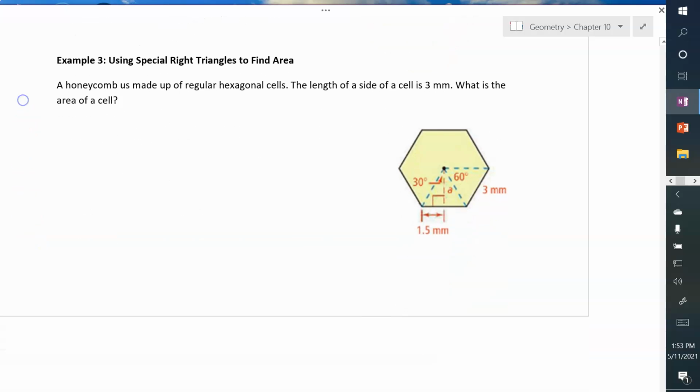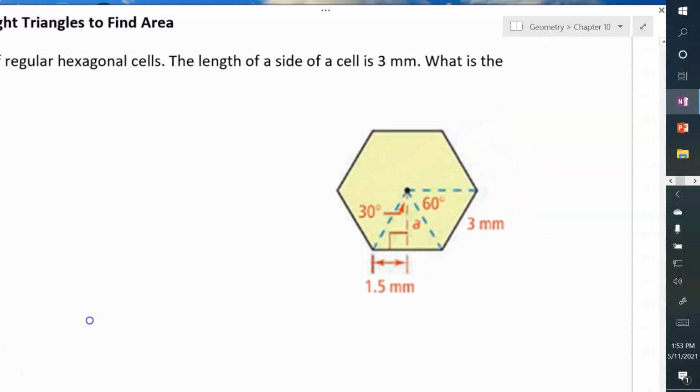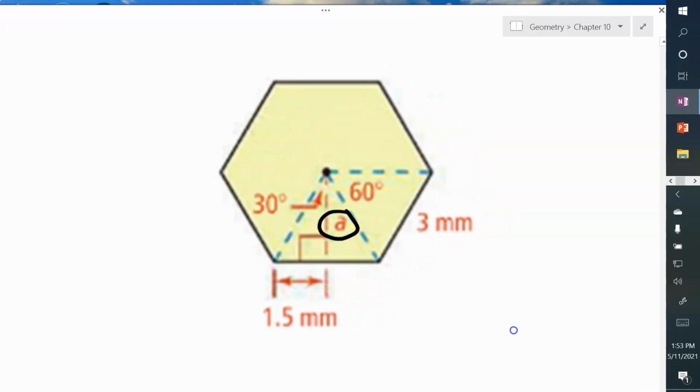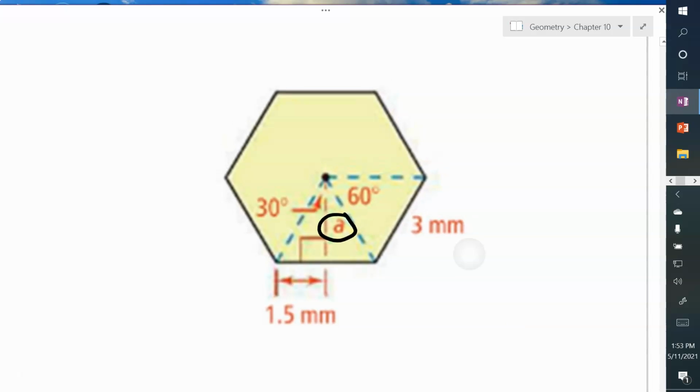Let's do another one. This one we're going to use special right triangles. We have a honeycomb. And we can find the length of the apothem A from our special right triangles. I'm going to zoom in so we can see this. When you have a hexagon, that means you've got 6 sides. So if you do 360 over 6, each one of these angles is 60 degrees. When you bring in the apothem, that's going to split that little triangle into 2. So what you have now is a 30, 60, 90 triangle.